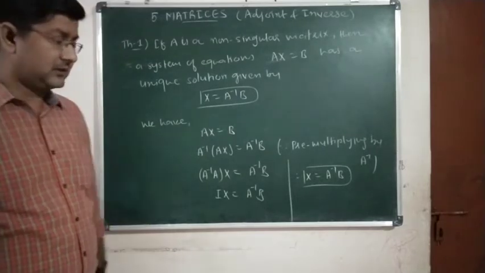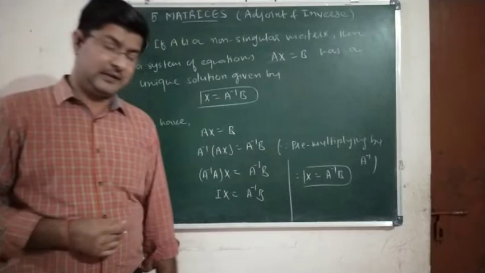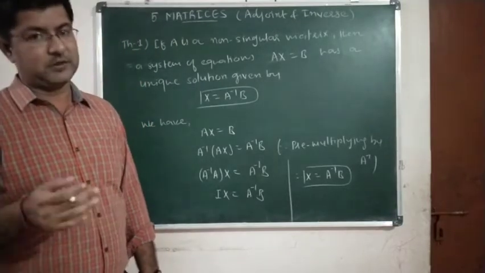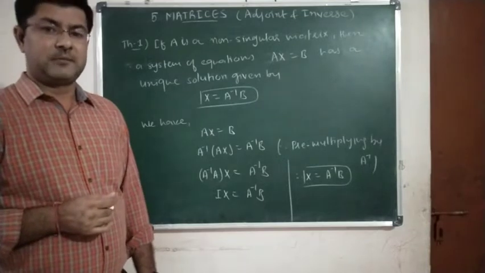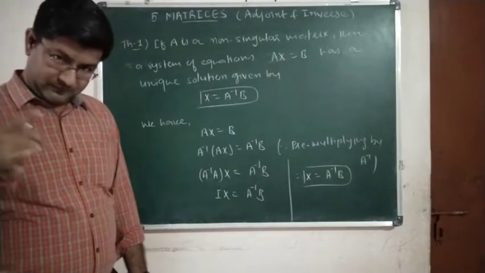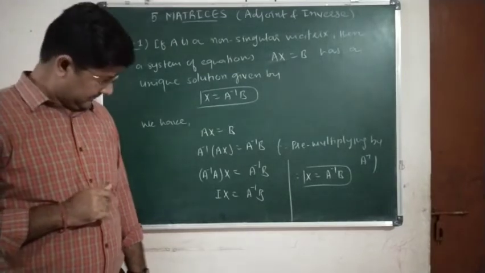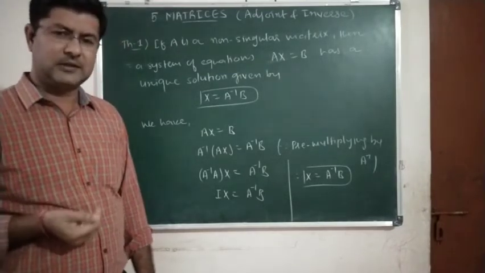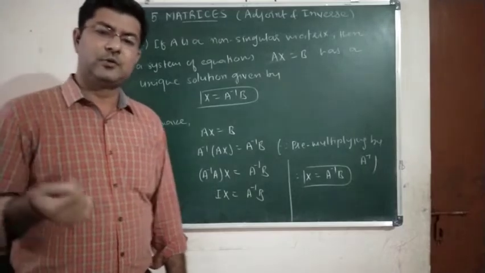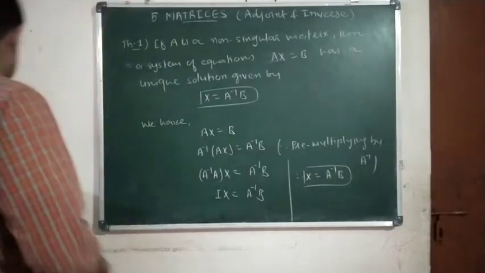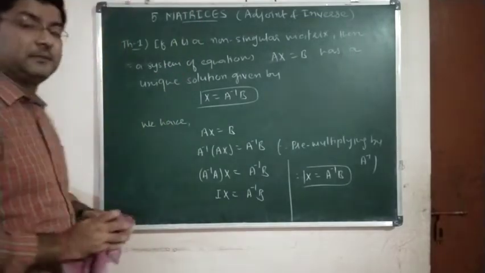Clear? Now we have already studied various methods of finding inverse. One is the formula A inverse is equal to 1 upon determinant of A into adjoint of A, provided that A is a non-singular matrix, and the other one is by elementary row or column transformation. Clear? Okay, now let us see the second theorem.